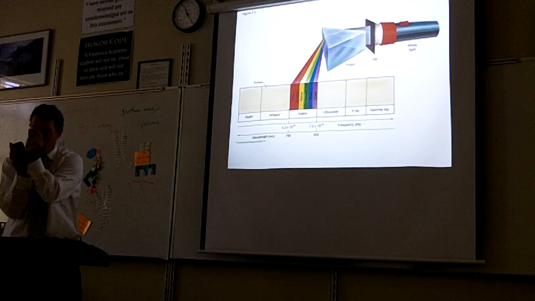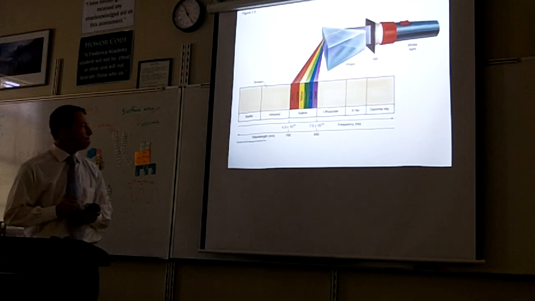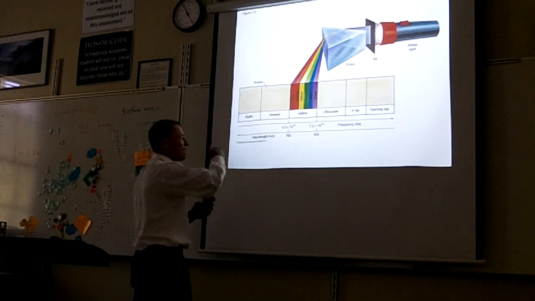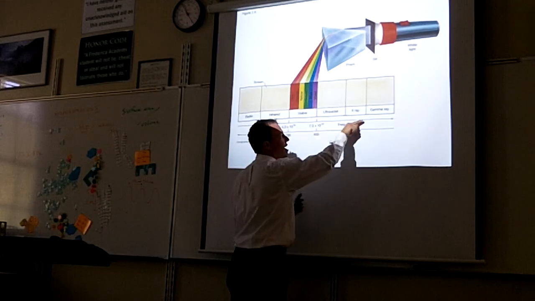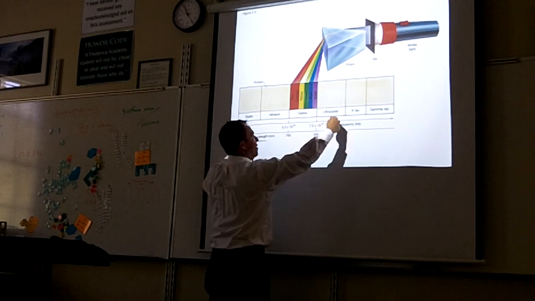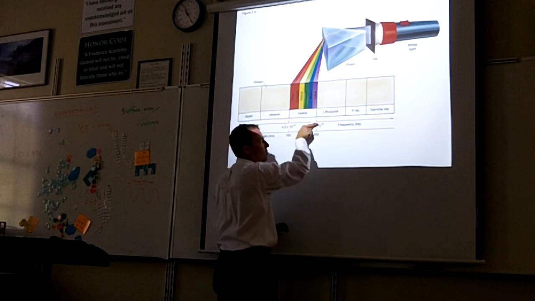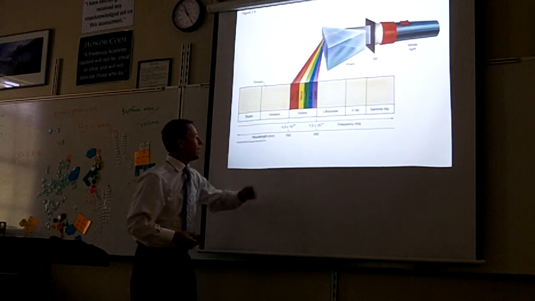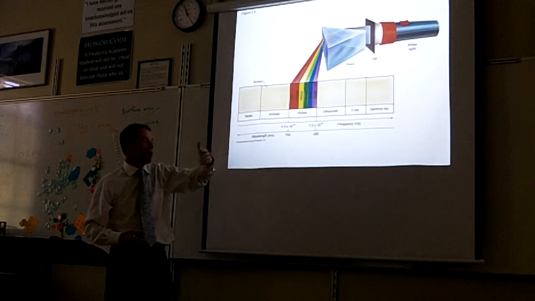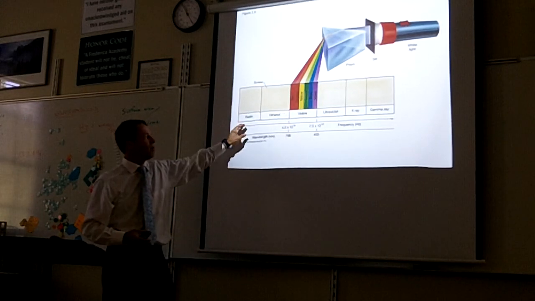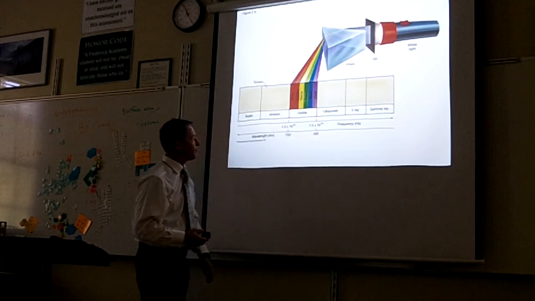The shortest ones are the shortest wavelength. Wavelength and frequency have an inverse relationship: the shorter the wavelength, the higher the frequency. As the wavelength goes down, the frequency goes up. And as the wavelength goes up, the frequency goes down. So radio waves come in at a lot lower frequency than ultraviolet or X-ray or gamma ray.